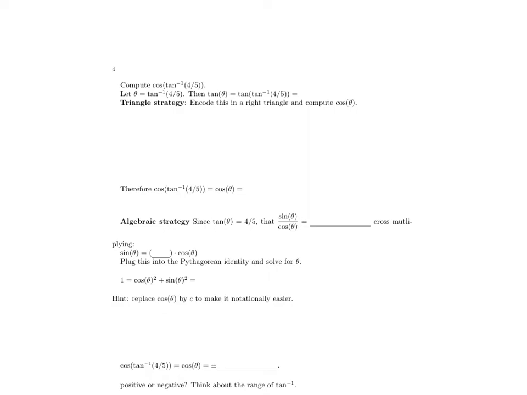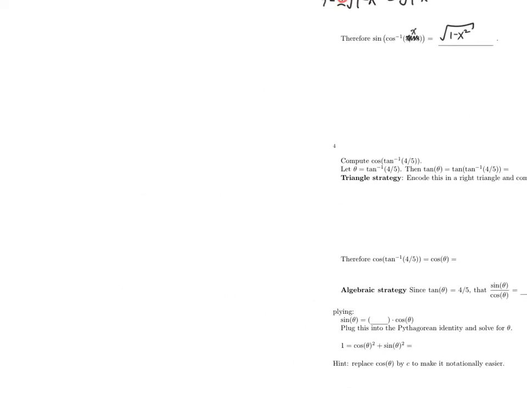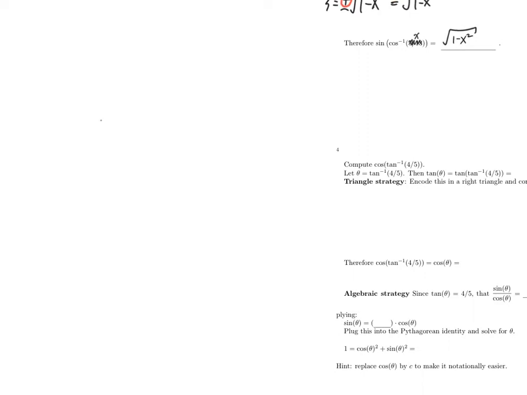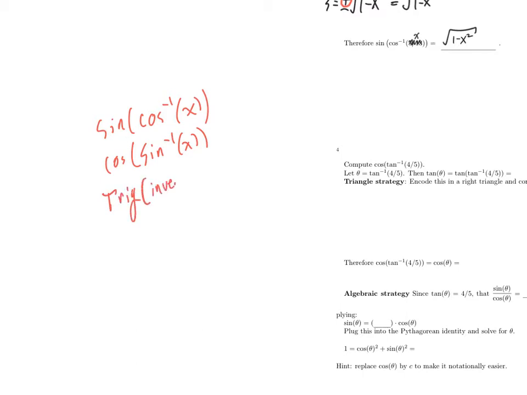All right, last one. So, what have we done so far? We've gotten explicit formulas for the following functions: sine of cosine inverse of x and cosine of sine inverse of x. And I alluded at the beginning that we would figure out how to get formulas for anything of the form trig function of inverse trig function.